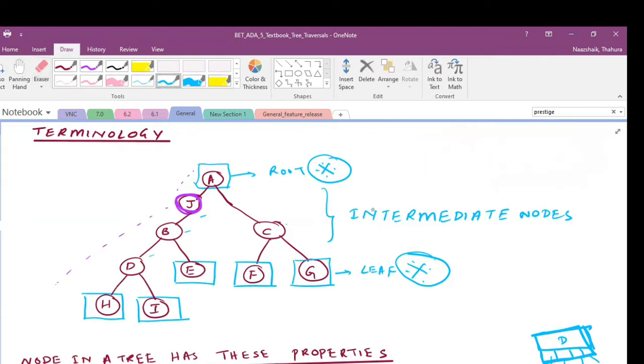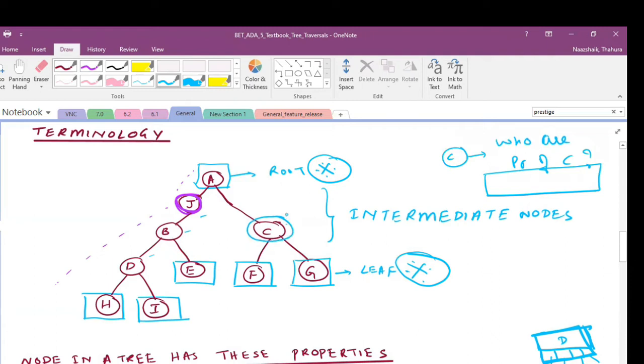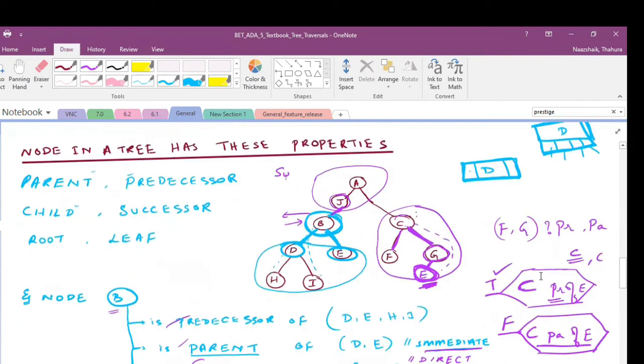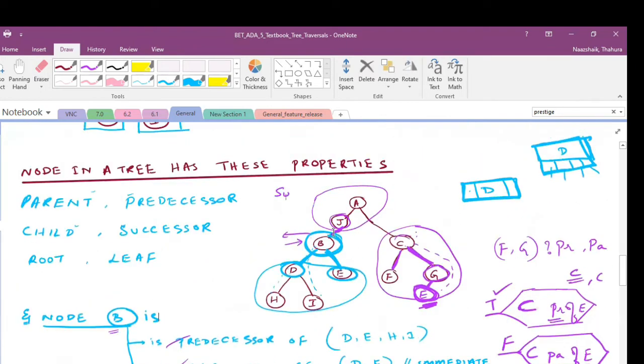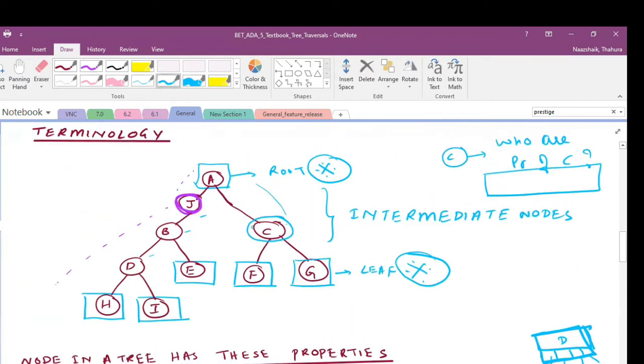Let's take here B, or let me say C. Who are the predecessors of C? Predecessors means anything above. I think one thing when I was explaining, if you look at these definitions here, node B is predecessor of, okay? But if you look at this question, who are the successors of C? Or who are the predecessors of C? If a question is asked like this, you can directly look at it as parent. Who is the parent of C?